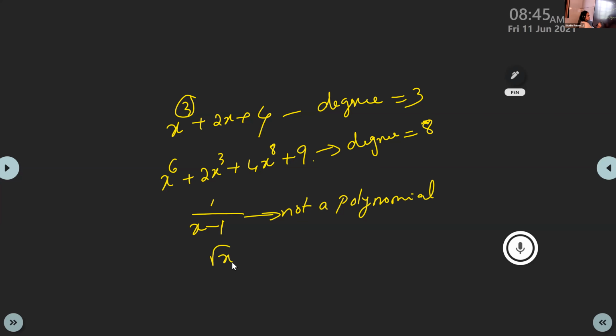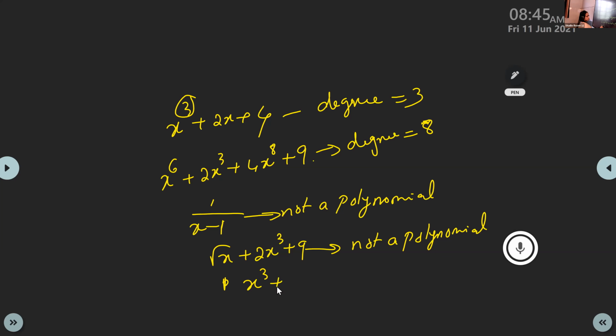And root x plus 2x raised to 3 plus 9. Is this a polynomial, Karthik? No, this also is not a polynomial. The degree must be a positive integer. For an expression to be a polynomial, the degree of the expression must be a positive integer. Okay.